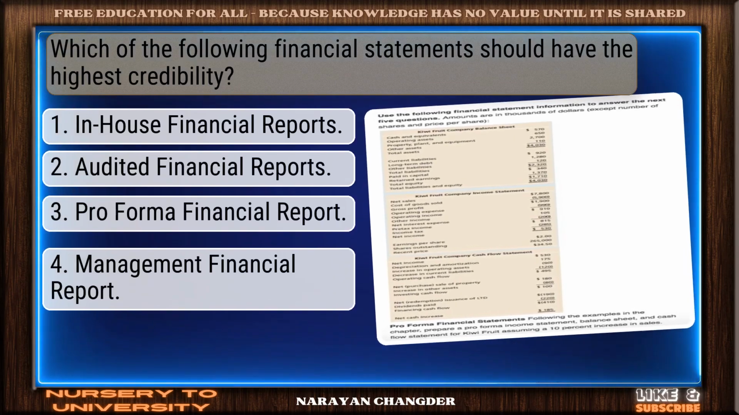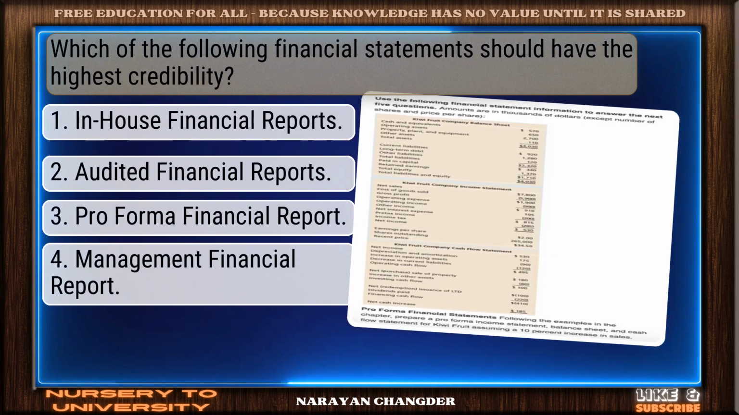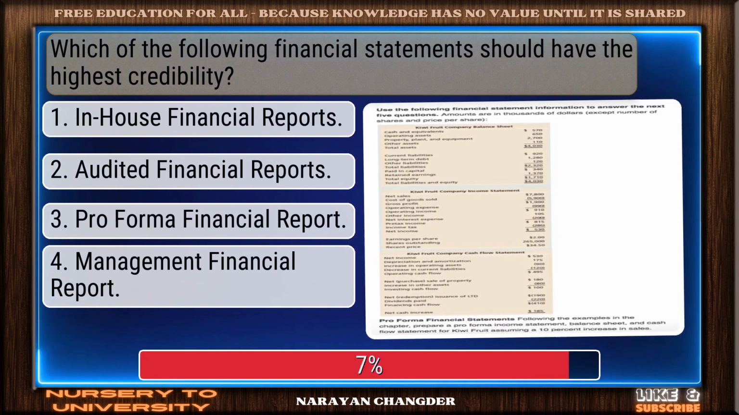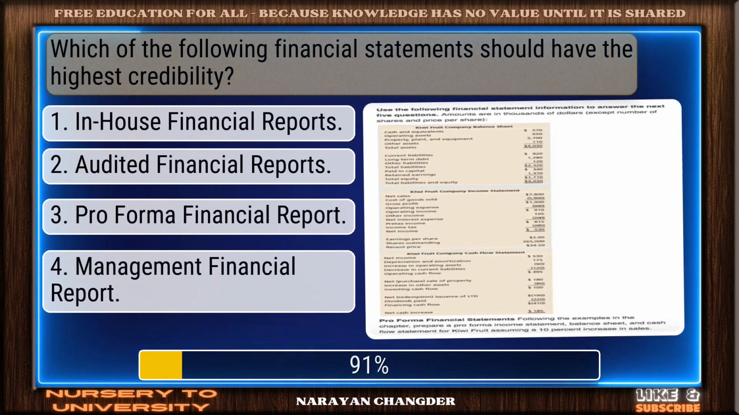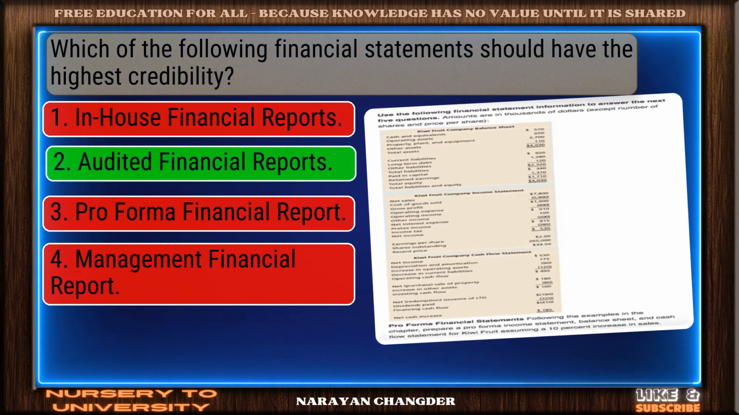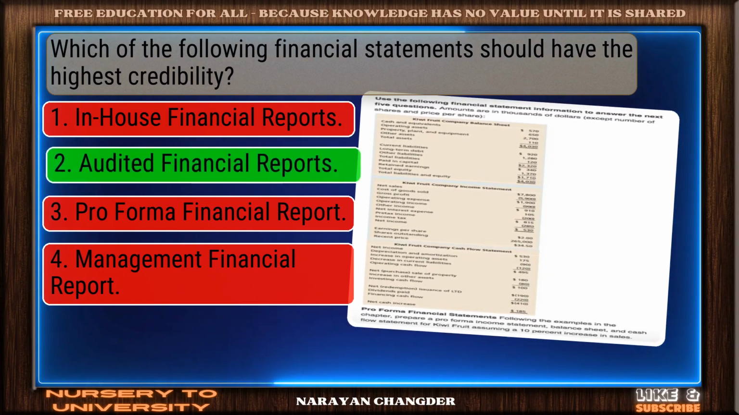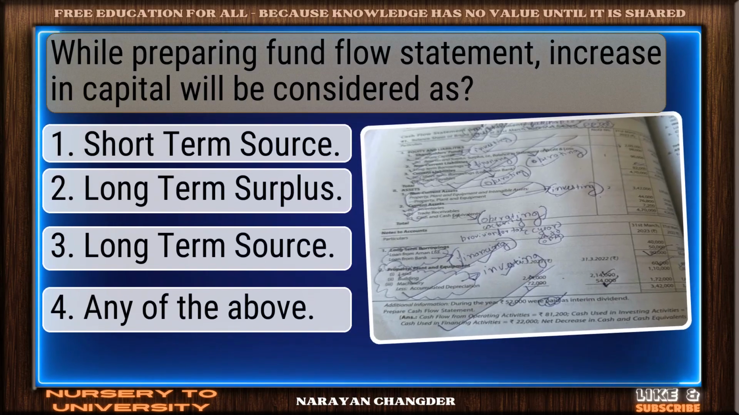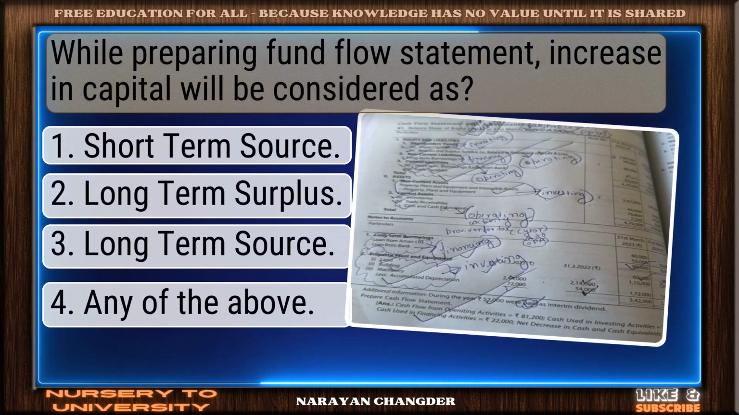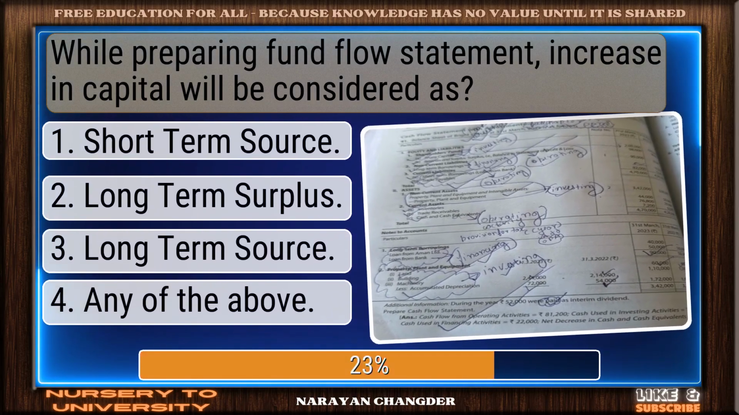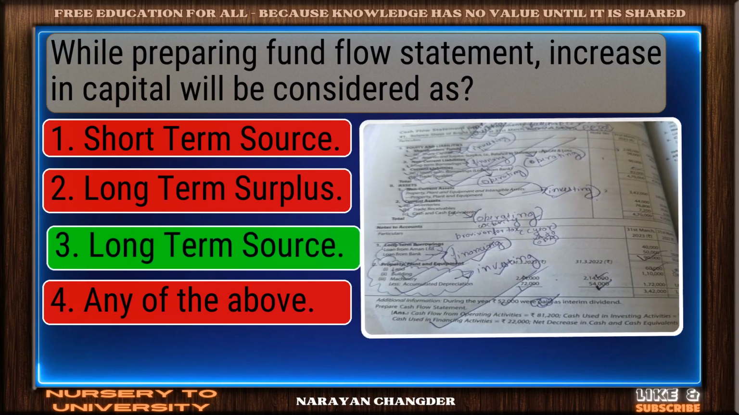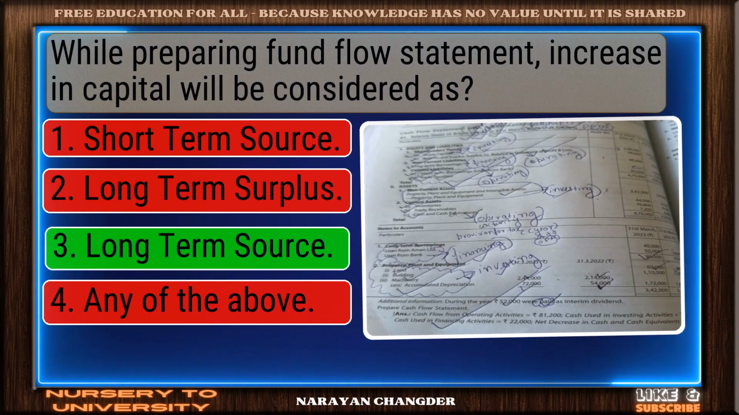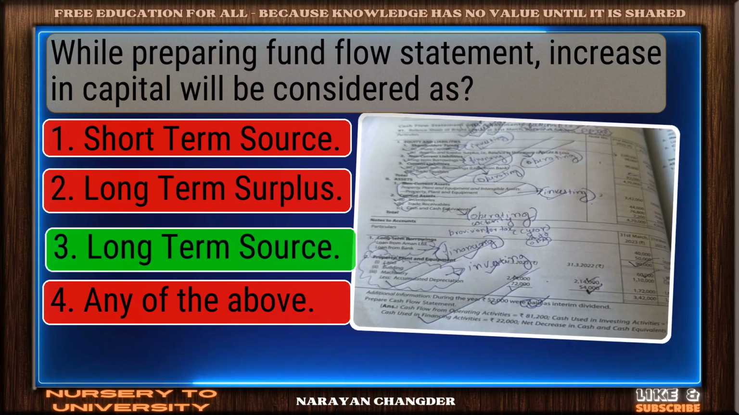Which of the following financial statements should have the highest credibility? Well picked. Audited financial reports is the correct answer. While preparing fund flow statement, increase in capital will be considered as. Correct. Long-term source is the right answer.